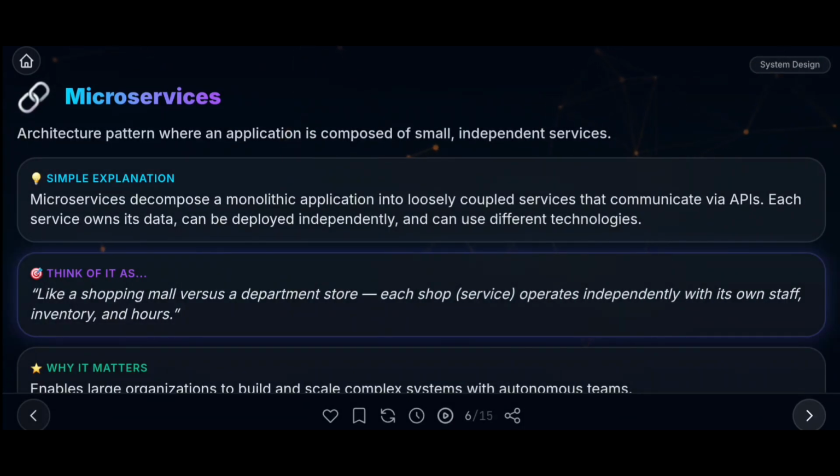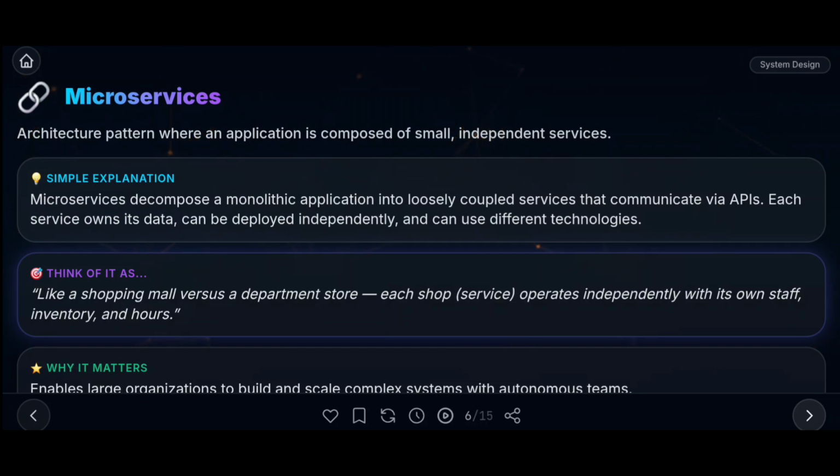The next term is microservices. So this is a very important one in current computer systems or current software development. What is a microservice? An architecture pattern where an application is composed of small and independent services. It means an application is composed of small and independent services.